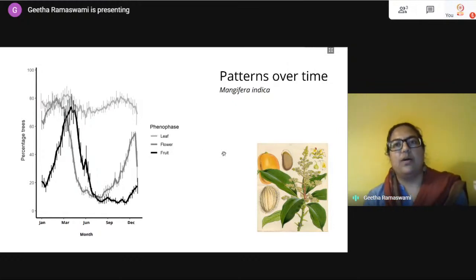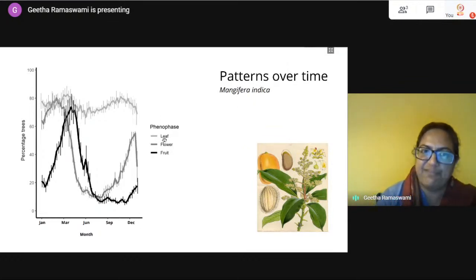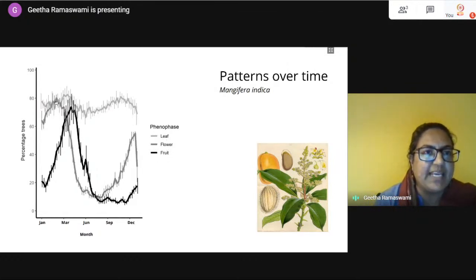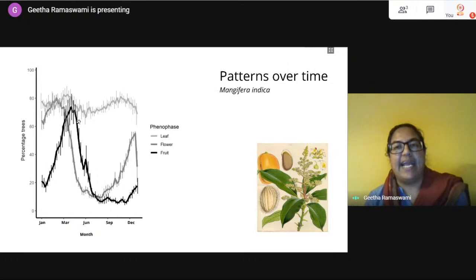So if you look at how mango phenology changes over time, with the SeasonWatch data, starting from 2014 to 2019, we've been able to get a nice description of the change in the phenology of mango. So the light gray is the phenophase leaf, the dark gray is flower, and the black is fruit. And you can see that there's a peak in flowering between Feb and March, followed by a peak in fruiting between March and June. This might be a little bit surprising because most people associate mango fruits with peak summer, which is end of May to end of July.